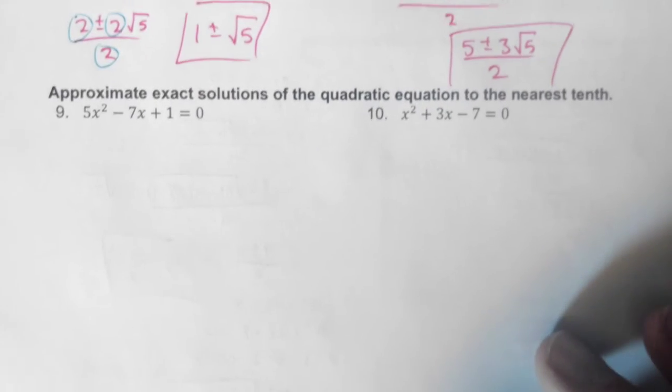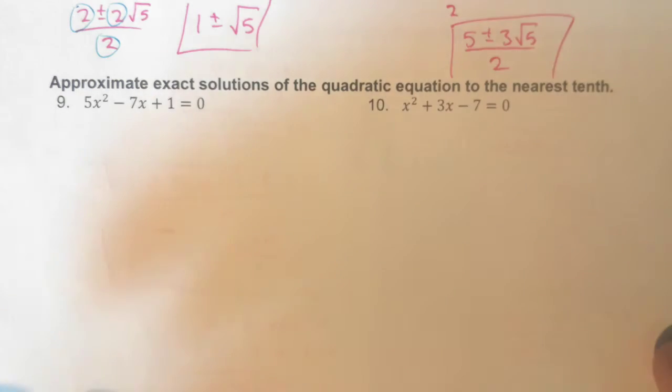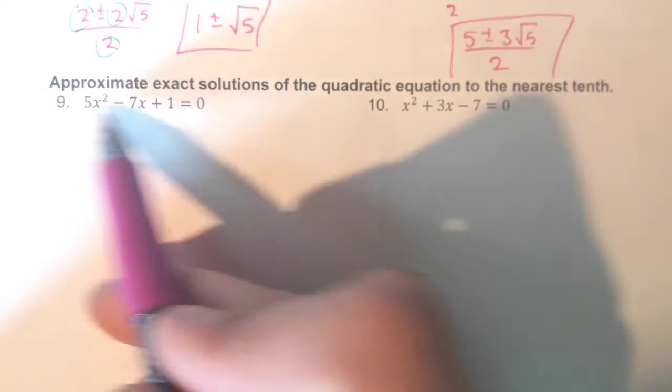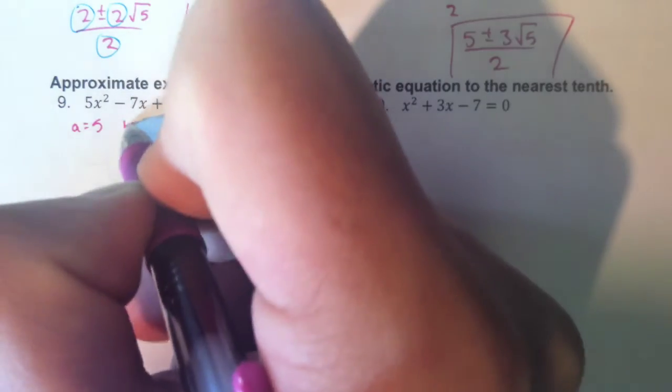Okay. On the bottom, it says approximate the solutions to the nearest tenth. So what does that mean? It means we're going to plug it into the calculator and round it to the nearest tenth. Okay, so this one's already set equal to 0. A is 5, b is negative 7, c is 1.